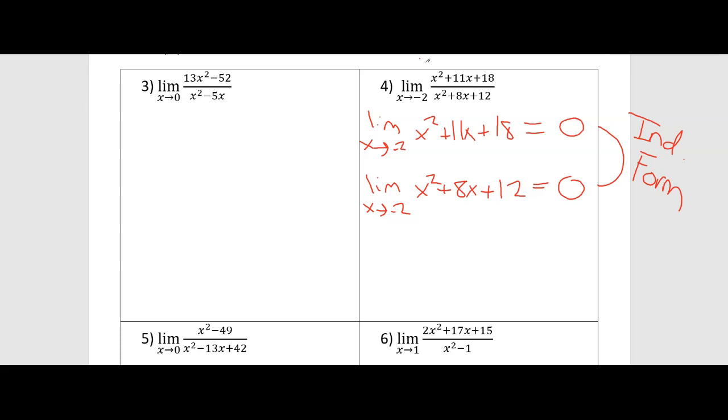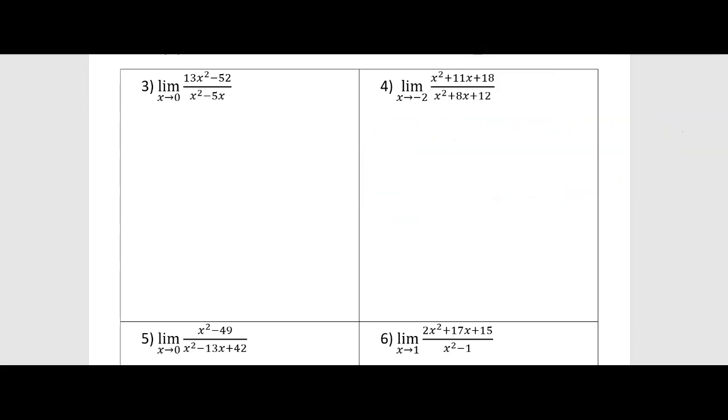So again, what we've learned from our previous lesson for removable discontinuities is we're going to try to factor. So I'm going to need to factor both the numerator and the denominator. You guys may have more space here. I'm actually going to clear this so I have more room to work. This is just simple trinomial factoring. I'm going to get the quantity x plus 9 times the quantity x plus 2. And then in my denominator, I'm going to get the quantity x plus 6 times the quantity x plus 2.